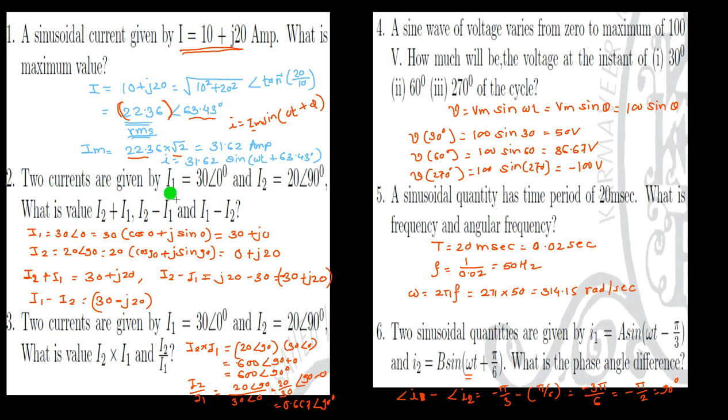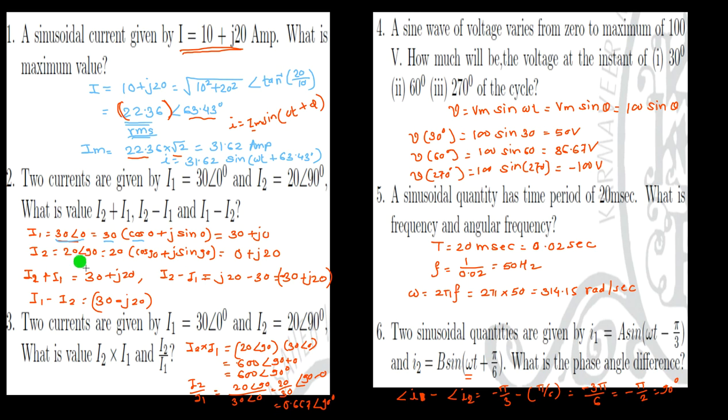Two currents are given by I1 equal to 30 at an angle of 0 and I2 equal to 20 at an angle of 90. Calculate I2 plus I1, I2 minus I1 and I1 minus I2. I1 is 30 at an angle of 0, which is in polar form, so let's convert it into rectangular form. It is 30 cos of 0 plus j sine of 0, which gives you 30.